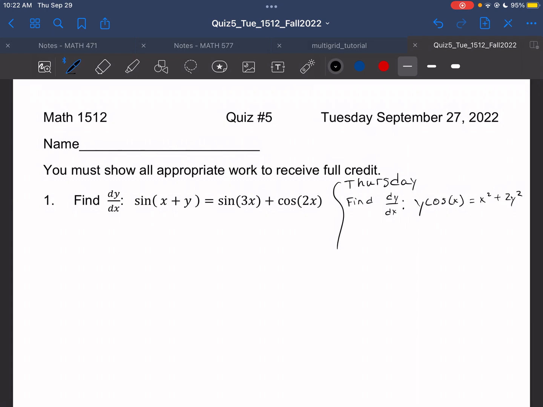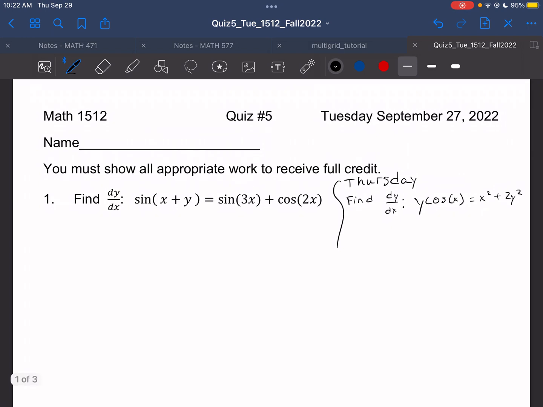If we do that, we see in this first function, we also want to note y is a function of x. So we'll have to consider that. If we do the derivative of the left-hand side, we have to use the chain rule. So we have cosine of (x plus y) times (1 plus y prime). And then the derivative on the right, we have to do the chain rule as well. So we have 3 cosine of 3x minus 2 sine of 2x.